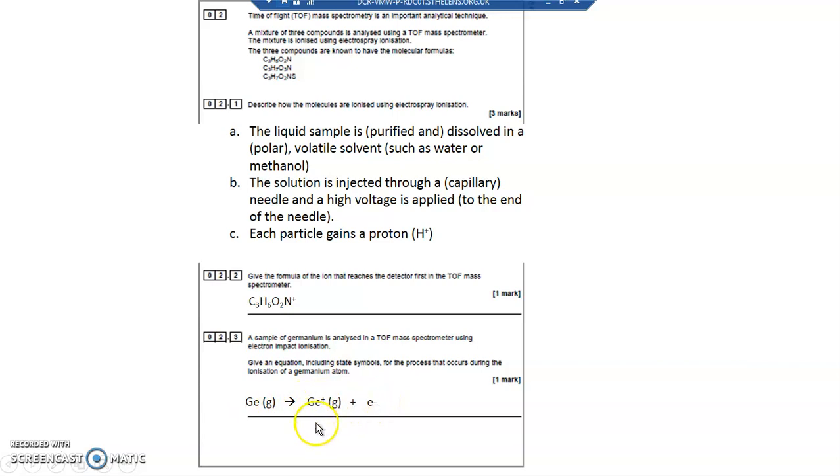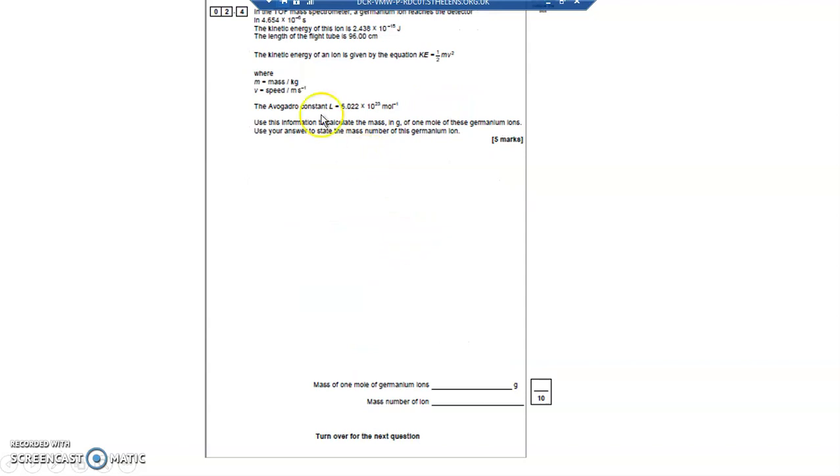But the problem with that is it can fragment big molecules, but for something small and atomic like this, that's not going to be a problem. But nowadays electrospray ionisation is usually used. In the time of flight mass spectrometer, the germanium ion reaches the detector in 4.654 times 10 to the minus 6 seconds.